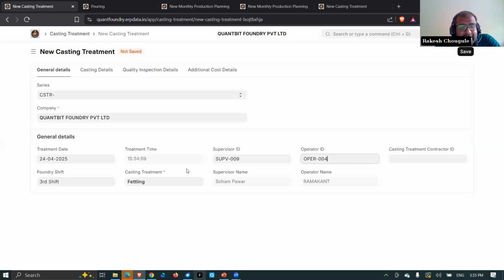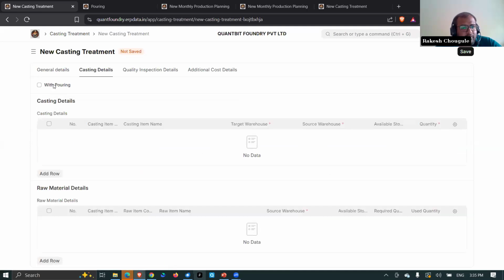These are the mandatory fields. We make supervisor and operator mandatory because we can track the performance of the particular supervisor or operator: the rejection or tonnage number, how much tonnage of rejection there is against each supervisor or operator, for performance analysis of our employees. So we have to add here which supervisor and which operator was present at that time.